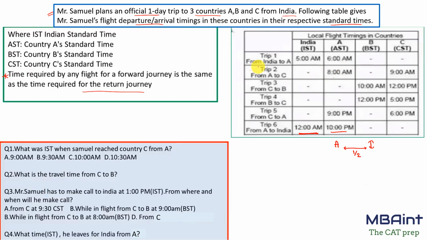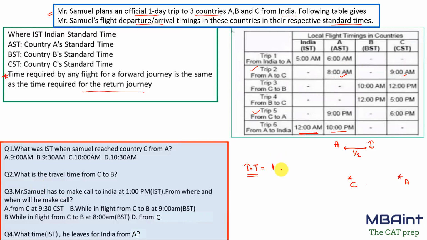Now let's suppose we take A to C and C to A, this row and this row. Let's suppose that C is to the left of A. Now in this row, what is the visual time difference? We have to equate the travel time, because the travel time is going to be the same. What is the visual time difference?